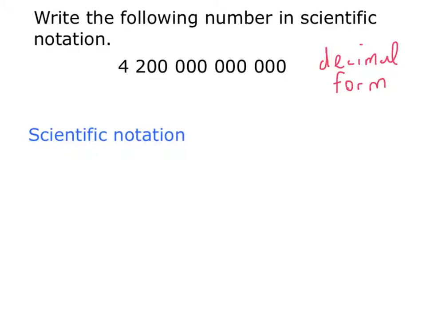So the first thing is to reposition the decimal point. So the decimal point is here and we're going to reposition it into this position here. So let me write that down. The number is going to become 4.2. Now to maintain the correct size of the number, I multiply it by 10 to a certain power.